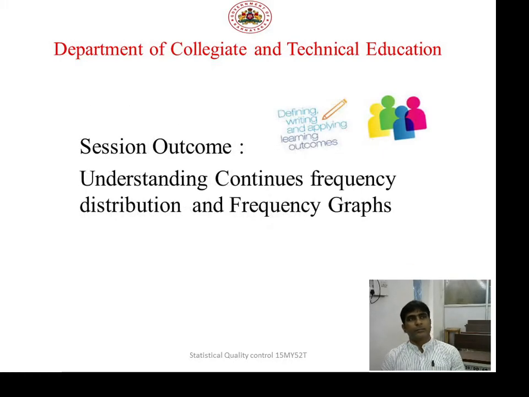The session outcome: at the end of this session, the student should be able to know what is continuous frequency distribution and frequency graphs. Here we are going to discuss continuous frequency distribution and frequency graphs.